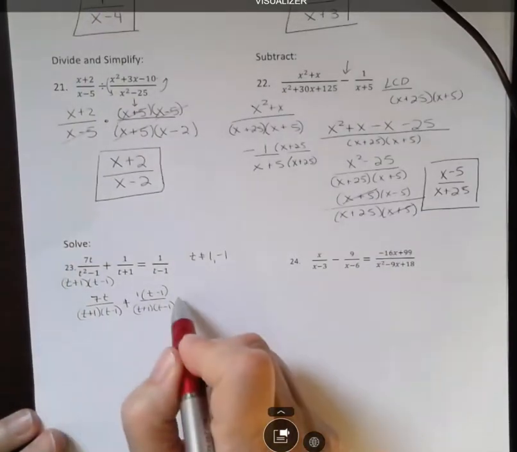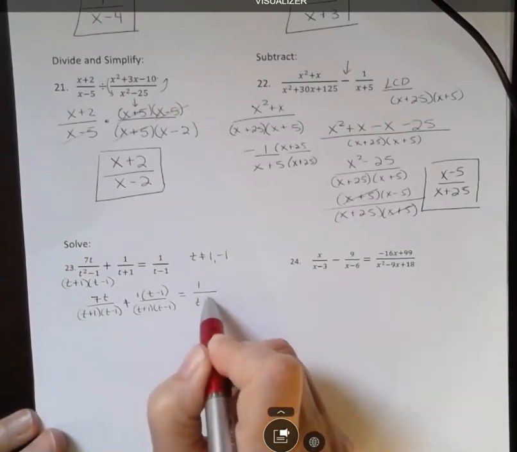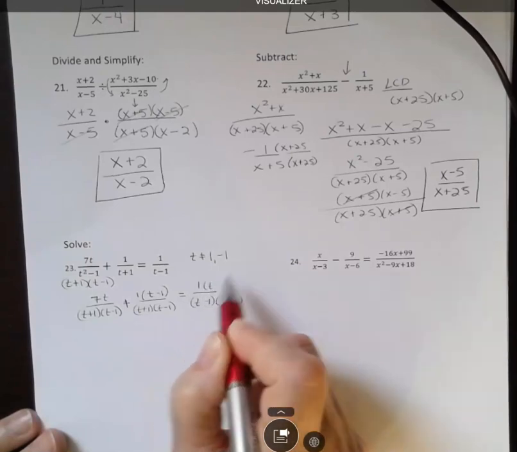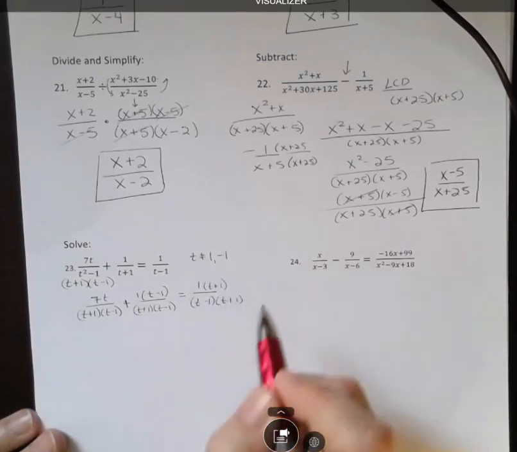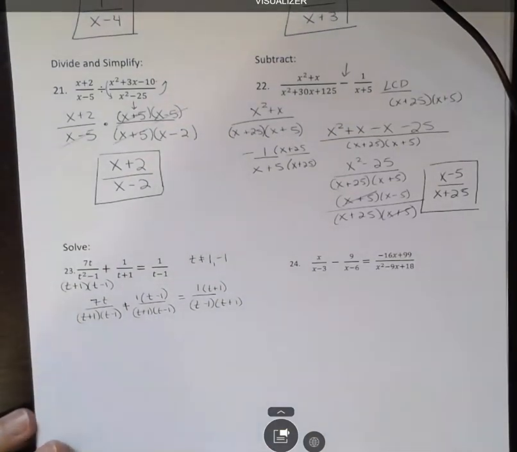All right, and then we have equals, and we have this next term. We had t minus 1, so we need to include the t plus 1, so we have to multiply the t plus 1 up here. Once you get your denominators to be the same, you can just get rid of them. You don't need them anymore.